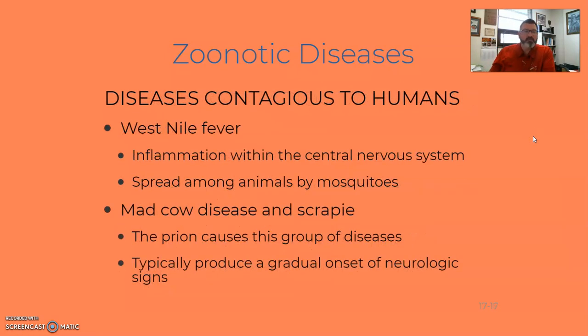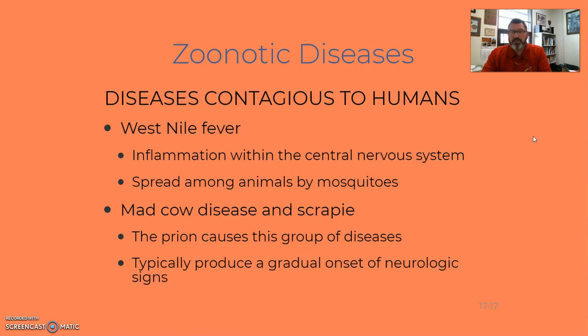That's pretty rare. A few other ones, West Nile fever was and still is something that you have to be aware of. Of course, carried by mosquitoes, it inflames your central nervous system. Horses are also kind of an intermediary vector or intermediary animal for West Nile to be carried. So you have to be aware of that one as well.